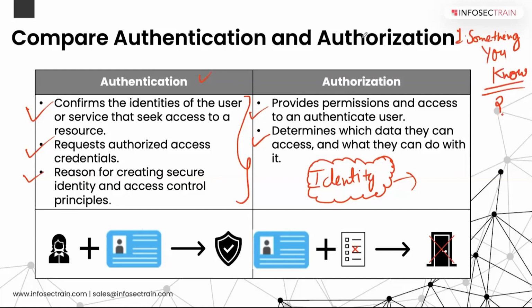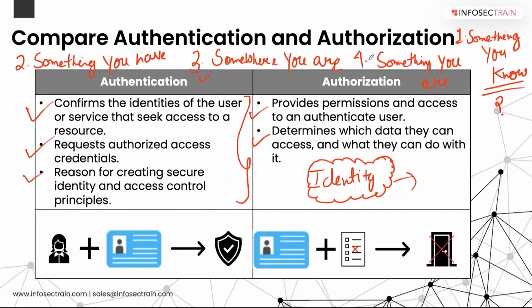password. Correct answer. So you know what? Your password is the one you know. The second thing is something you have. Okay. So mobile, email, OTP, this is something that you have. Then there are more things, like somewhere you are, right? Okay. Somewhere you are is location-based authentication.